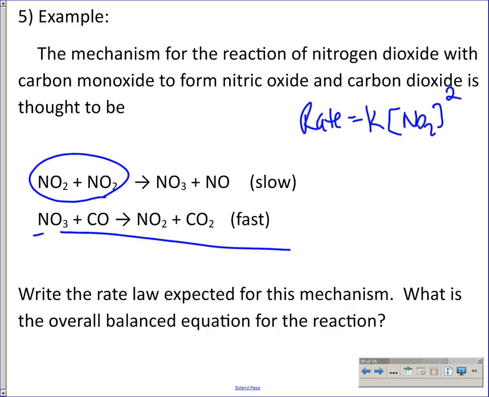Because technically, let's think step by step. Hold on, let me verify where it's at. Because technically, the slow step, as written, the molecularity has to match. Molecularity has to match. Okay.